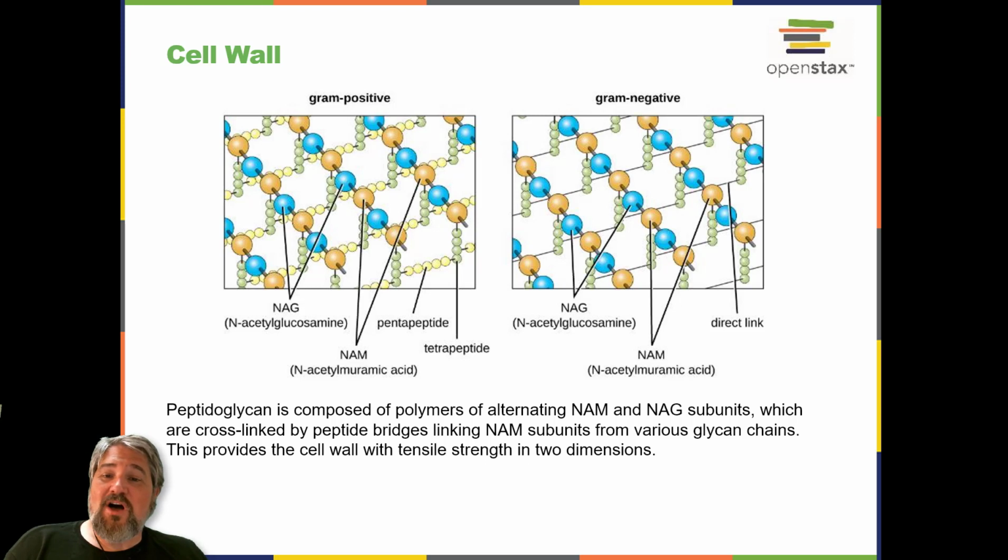Each layer is composed of long chains of alternating molecules of N-acetylglucosamine, NAG, and N-acetylmuramic acid, NAM. The structure of the long chains has significant two-dimensional tensile strength due to the formation of peptide bridges that connect NAG and NAM within each peptidoglycan layer. In gram-negative bacteria, tetrapeptide chains extending from each NAM unit are directly cross-linked, whereas in gram-positive bacteria, these tetrapeptide chains are linked by pentaglycine cross-bridges.